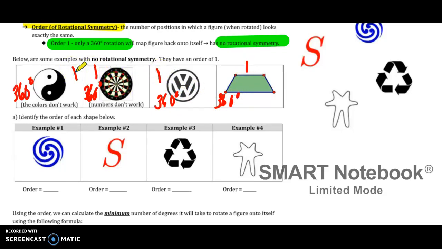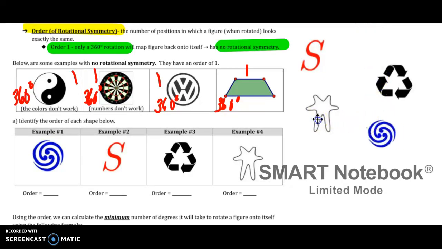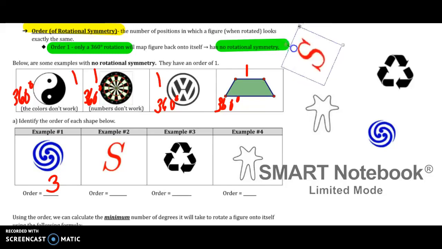All right, let's take a look at the examples below. And I have them over here as well. So let's take a look at the first one. So if I rotate this, oh, that looks the same. That's 1. That's 2. That's 3. Okay, so 3 positions where this shape looks the same, meaning its order is 3. Let's take a look at the S. So it looks like this, doesn't look the same, doesn't look the same. That's 2. And back to the original place at 360. So this has an order 2.